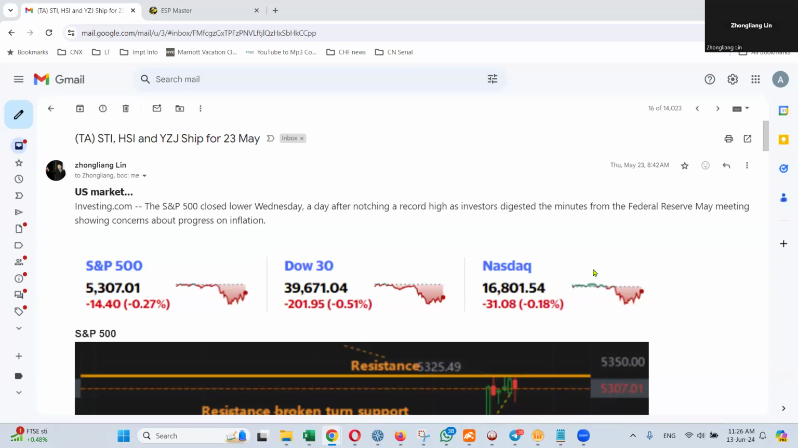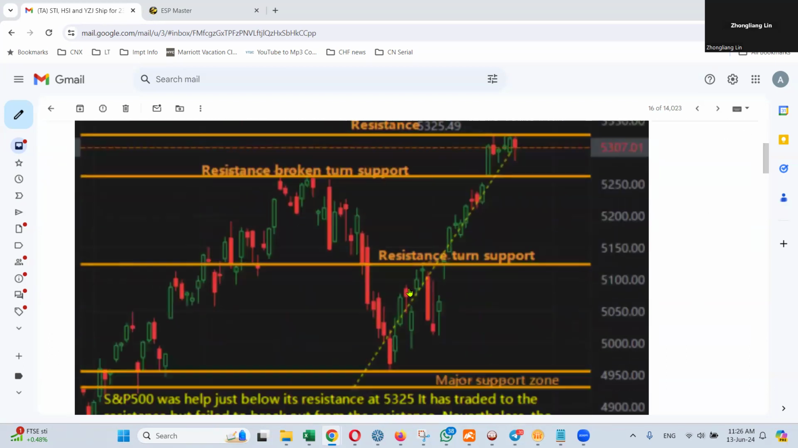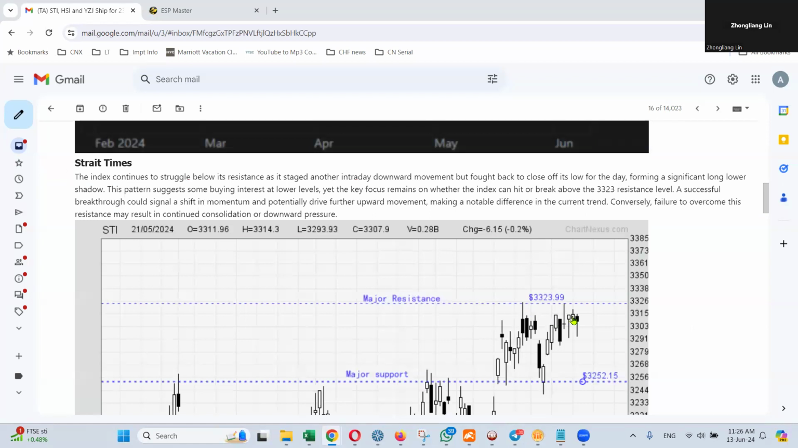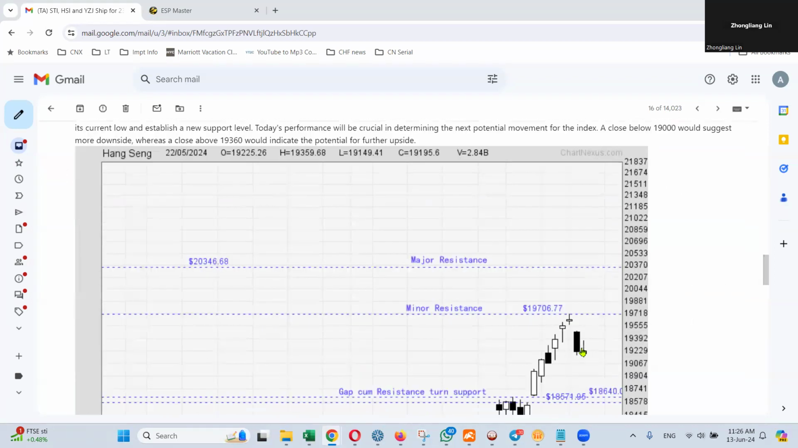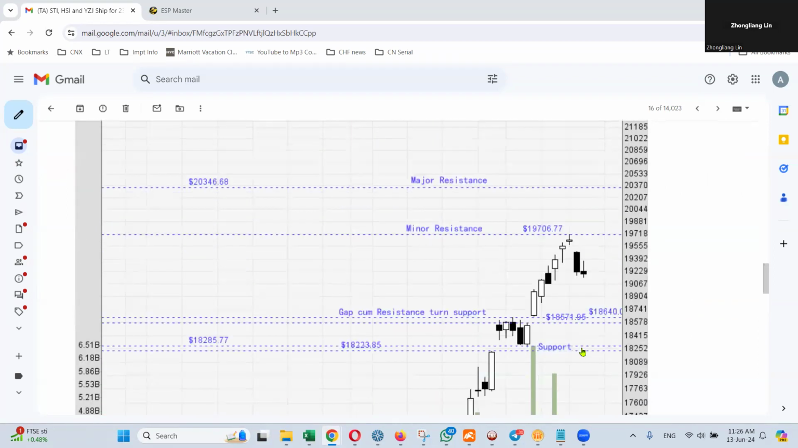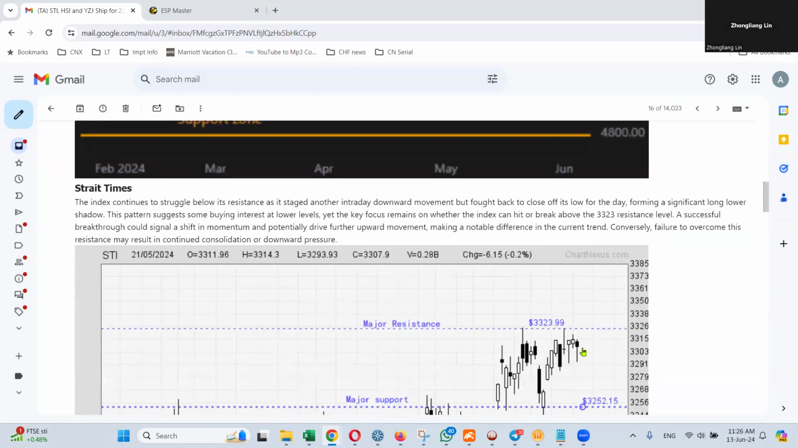So, in the email, we talk about US market overnight performance and see how the US progressed. And then, of course, we'll be looking at STI, where STI could be heading. The next will be Hang Seng, where Hang Seng is going, and then stocks. Okay, so this is the standard format for the email.